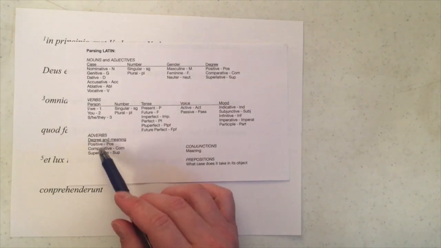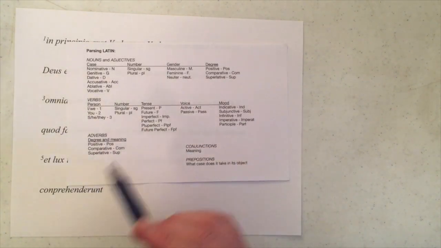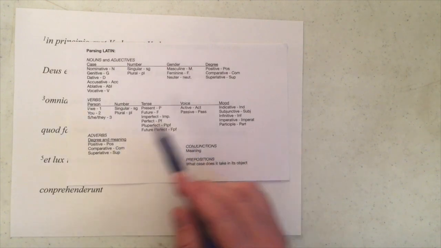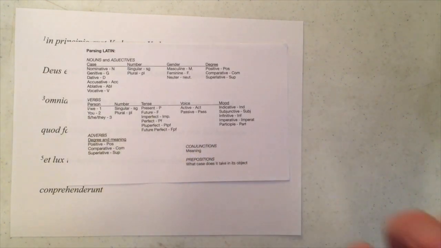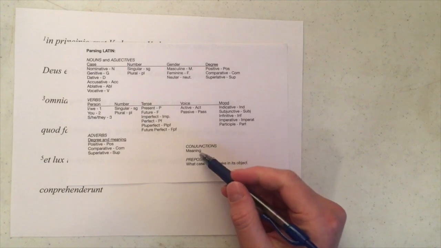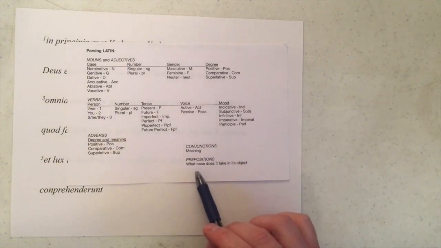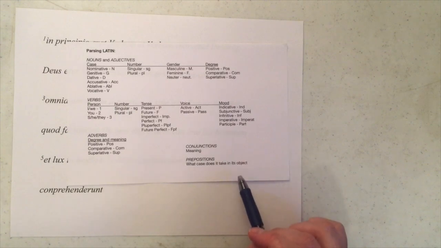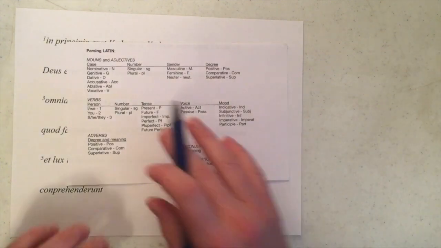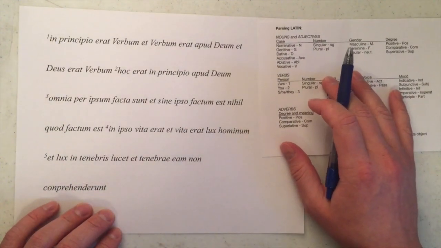Adverbs, we're also looking for degrees when it is applicable. Otherwise, we'll just do the meaning. Conjunctions and anything in any other type of word, we will just generally translate what it means directly. Prepositions, we're going to write down what case the preposition takes in its object. All right, so I'm going to slide the rubric up here.